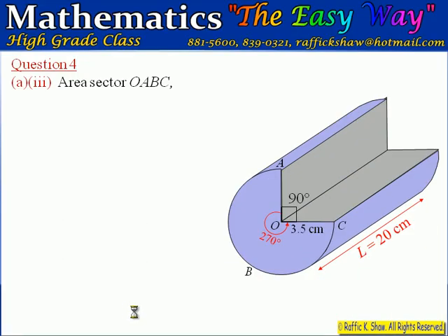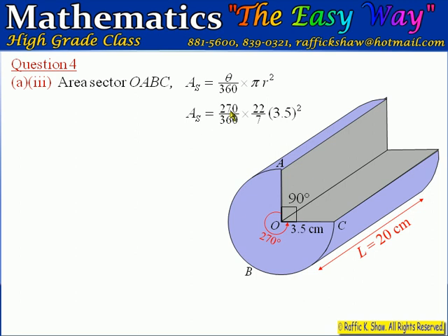Let's look now at part 3. Part 3 is asking us for the area now of the sector OABC. That is given by theta divided by 360 multiplied by pi r squared. That is the fraction of the area of the circle that is contained in the 270 degrees sector. So let's go ahead and put in those values.